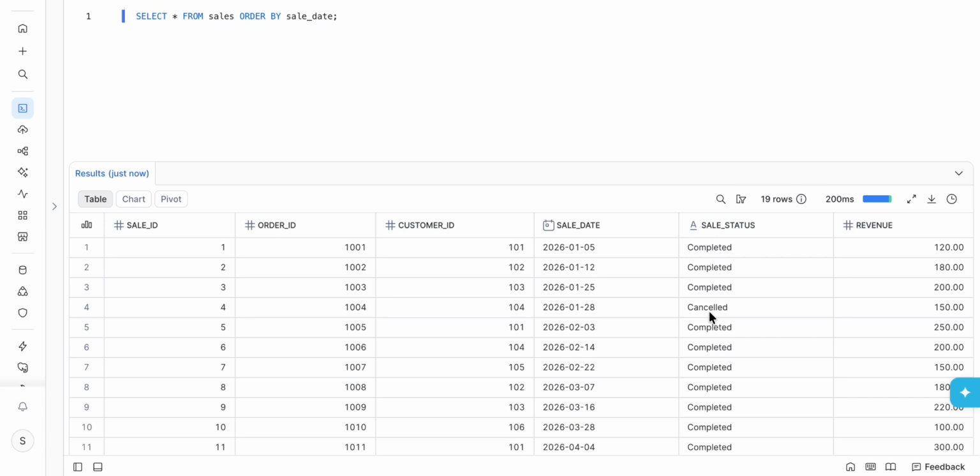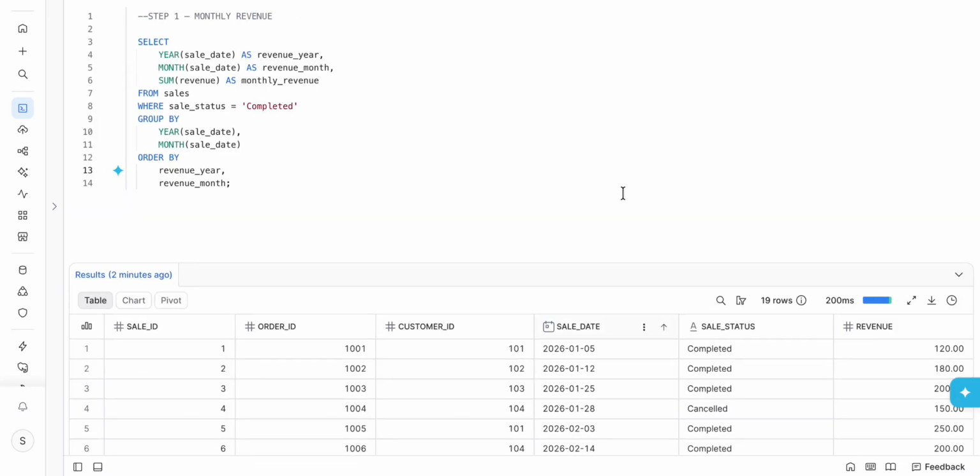Of course, in this case, because we have a canceled transaction, we do not want to include it in our result set. There is another important thing to recognize. Our source data is at the transaction level, but our question is asking us to compare months. So before we calculate month over month change, we first need to transform this data into one revenue number per month.